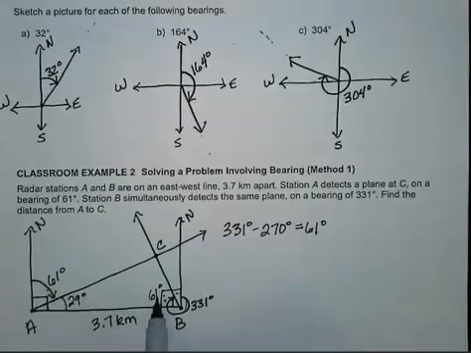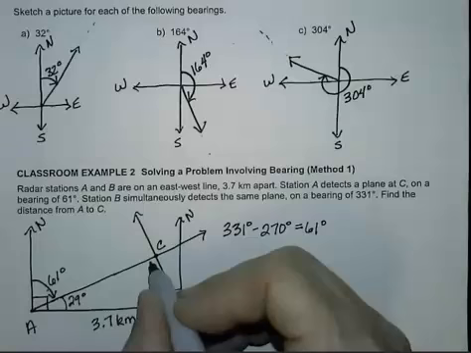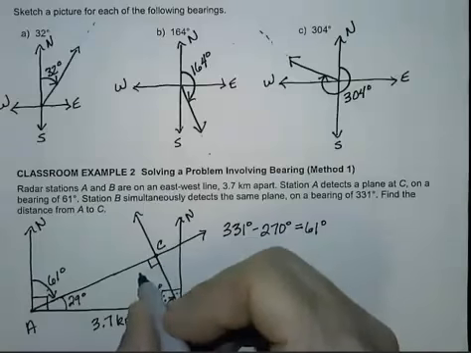Now I also want to see what angle C is, and we know we've got three angles in a triangle that have to add up to 180. We add these two together, guess what? We get 90 degrees. That means that this angle up here is also 90 degrees.